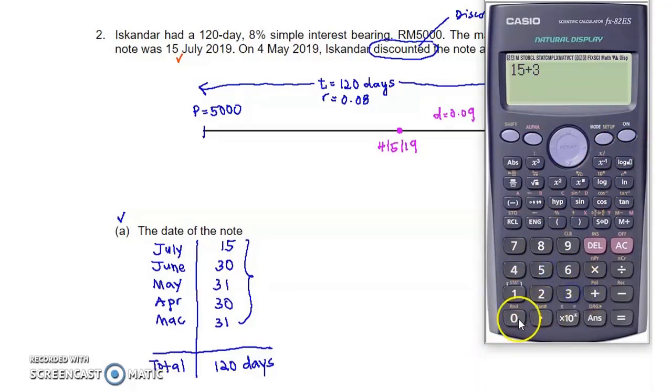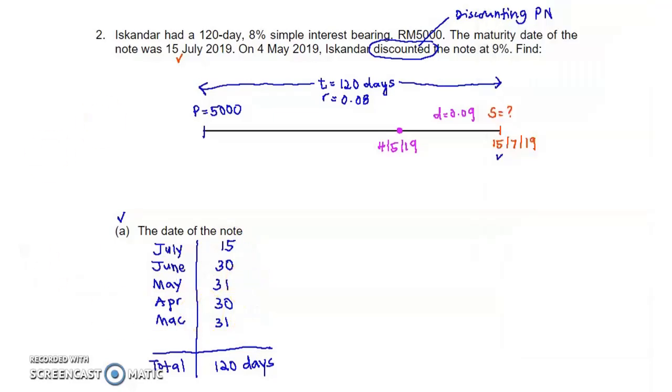15 plus 30 plus 61 plus 31. 137. So this one already more than 137, right? So you need to adjust on March. So minus 31. Minus 31 means that you exclude March first. So July until April here will be 106 days. So here up to here 106 days. So here we need another 120 minus 106 will be another 14 days.